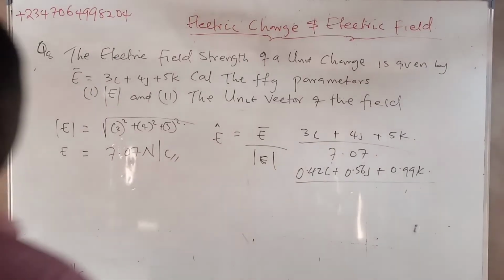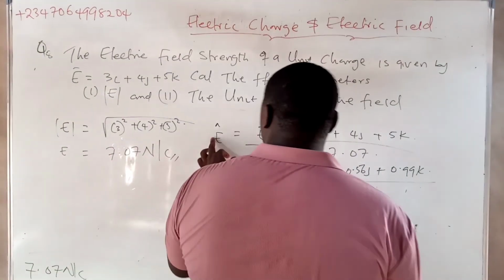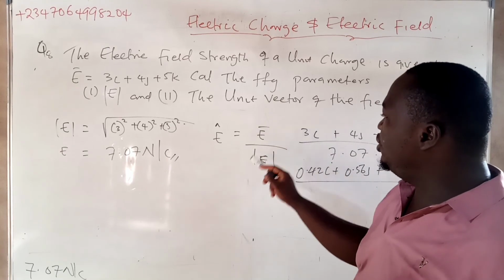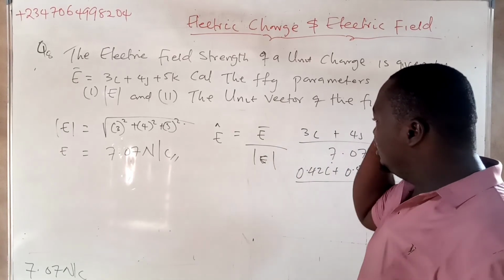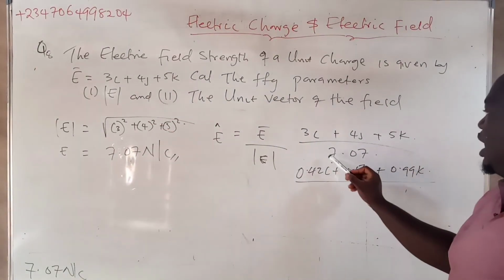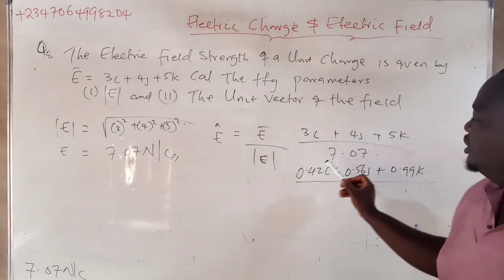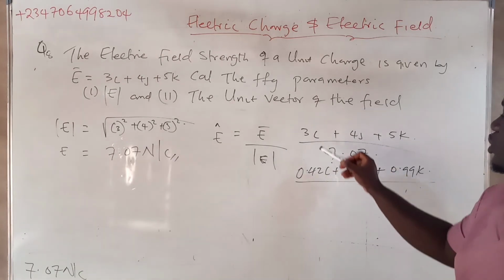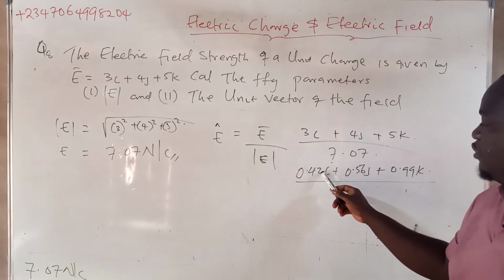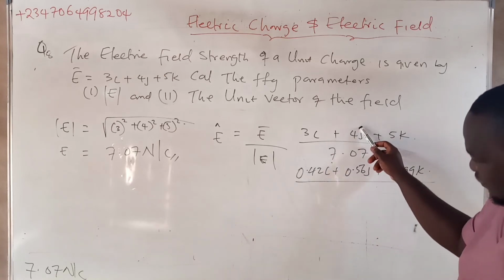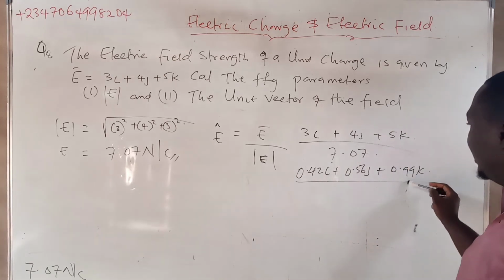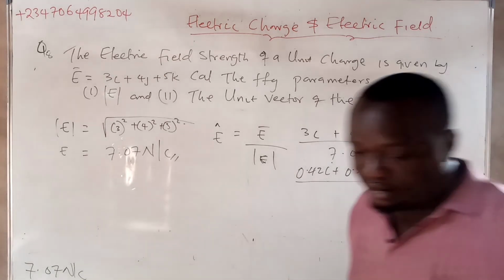Having gotten this, the unit vector of E is the vector of E all over the resultant of E. Now, all you need to do is write the vector already given here, and divide it by the resultant, which is 7.07. If you divide 3 by 7.07, you get 0.42i, plus if you divide 4 by this, you get this. If you divide 5 by this, you get this. And that is the answer.